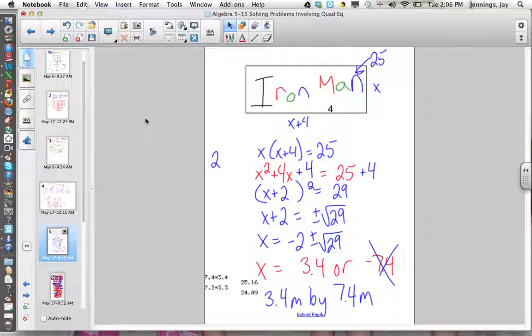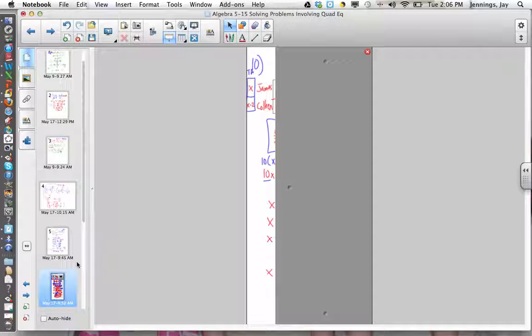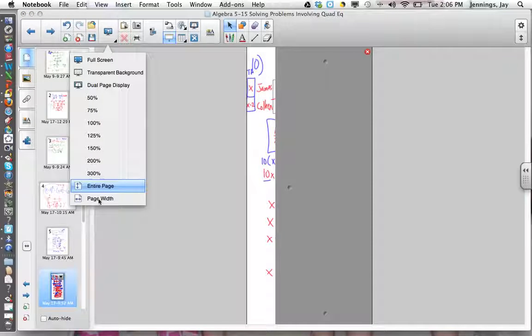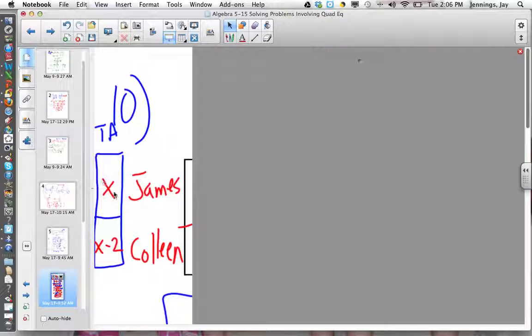Okay, next we're going to do a work problem. And you remember in Chapter 7, these were kind of a challenging unit. I'm going to read the problem for you. Working alone, Colleen can paint a house in 2 hours less than James. So we fill in our time alone column, which we put to the left of everything, x for James and x minus 2 for Colleen, because she finishes in 2 hours less time. Working together, they can paint a house in 10 hours. How long would it take James to paint the house by himself?